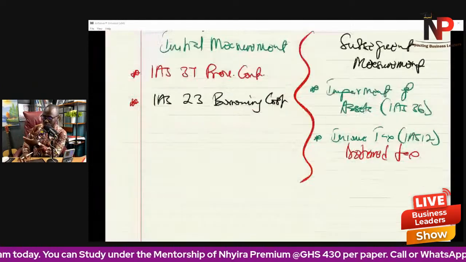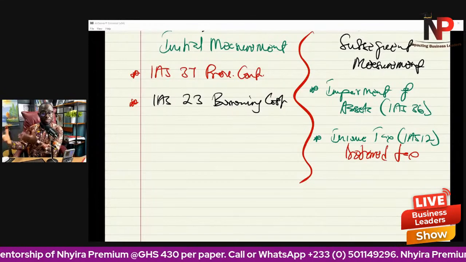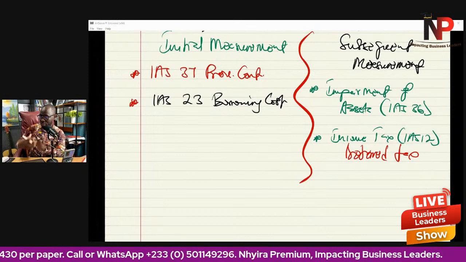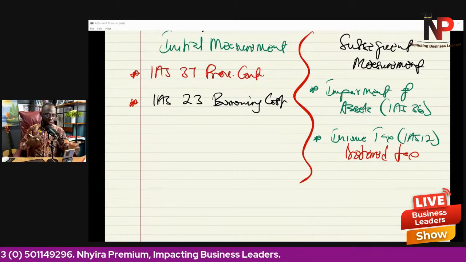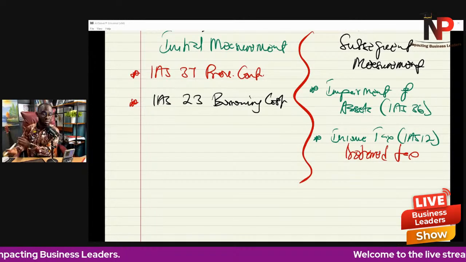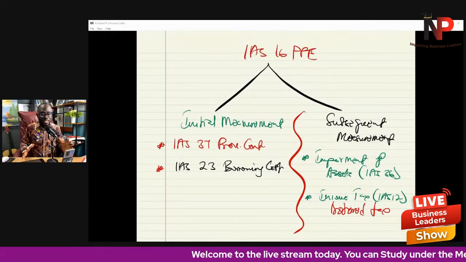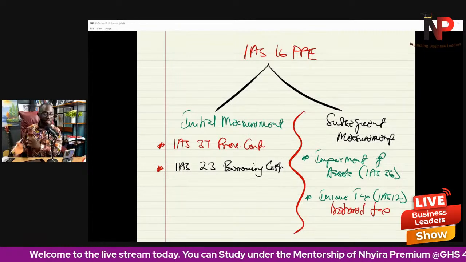So on subsequent measurement, you need impairment of assets, because assets may suffer impairment. You have to know how to account for impairment of assets. You need deferred tax, because assets will be revalued and there will be deferred tax assets and deferred tax liabilities. You must know how to account for them. So what are you seeing so far? You realize that there is IAS 16, but other standards are coming in.